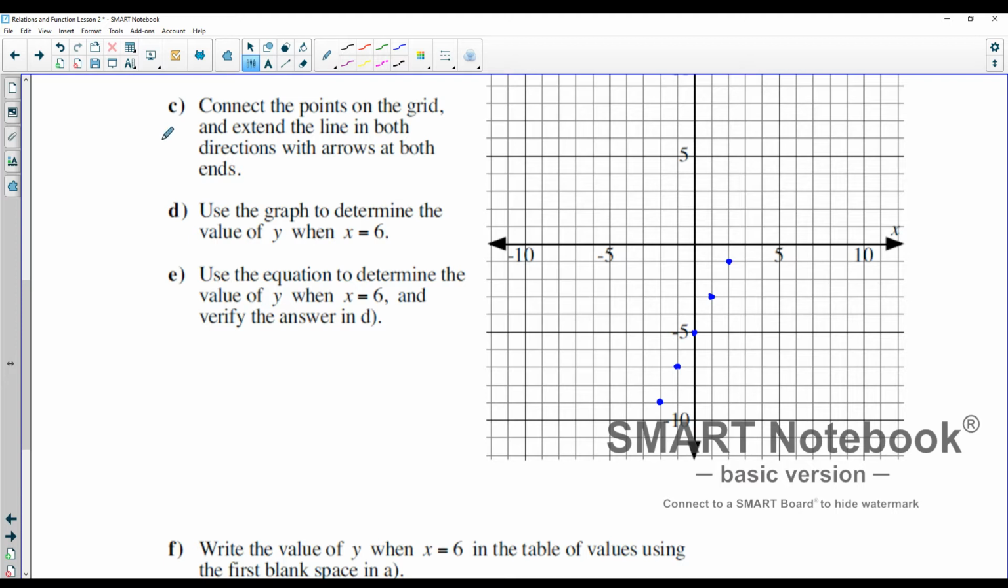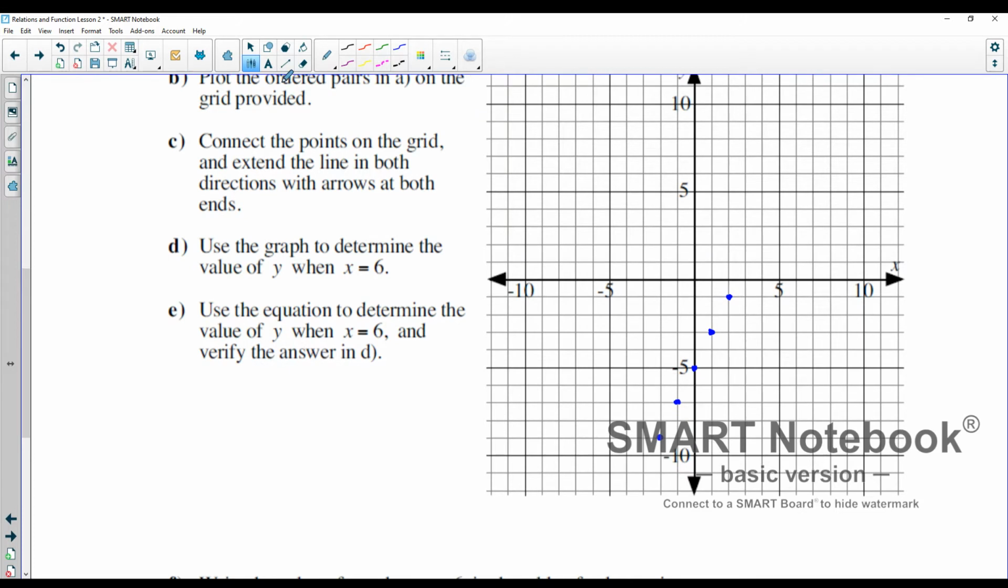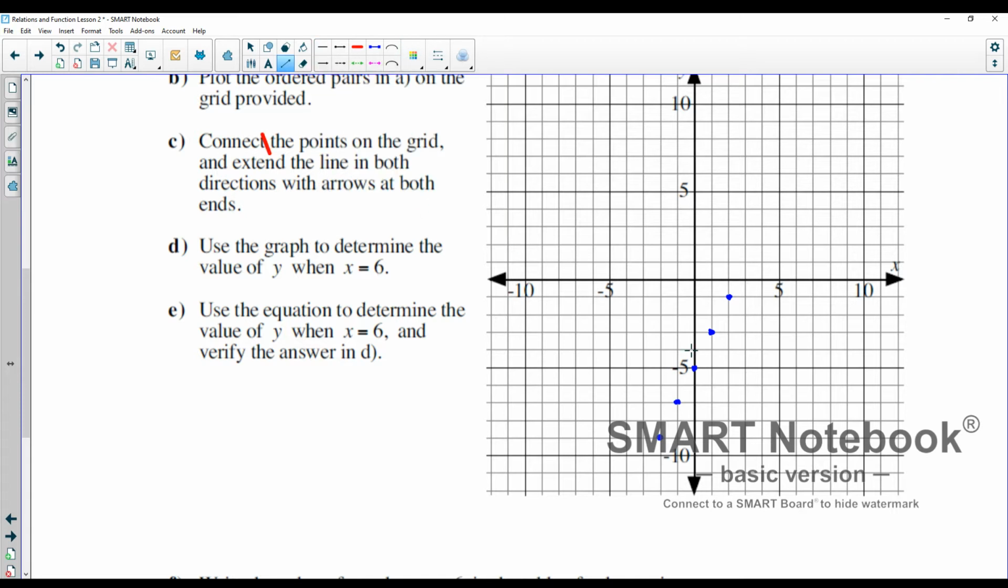Okay, now C wants us to draw a line that best fits through these points. So I'm just going to grab a line using a drawing tool here. You would need to use a ruler to do this. And again, please use a ruler to do a straight line, so it actually looks straight. You shouldn't be doing straight lines as freehand sketches. Okay, so I think my line might look something like this right here. Okay, that's pretty good.